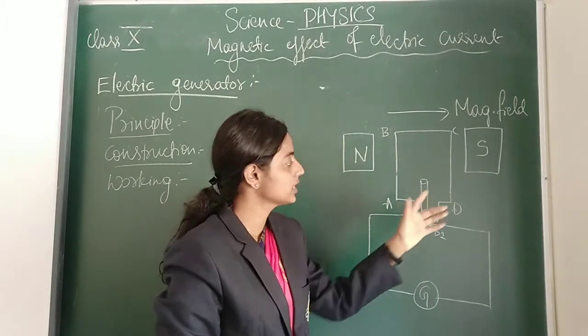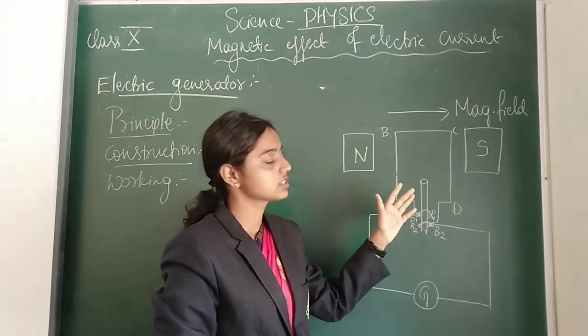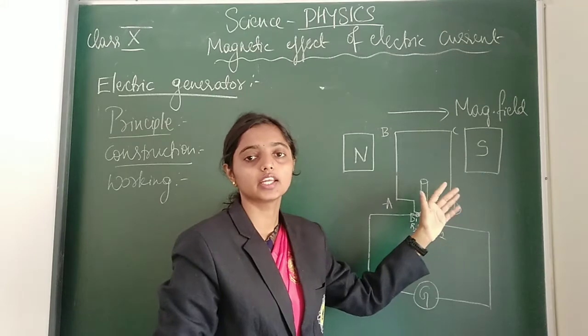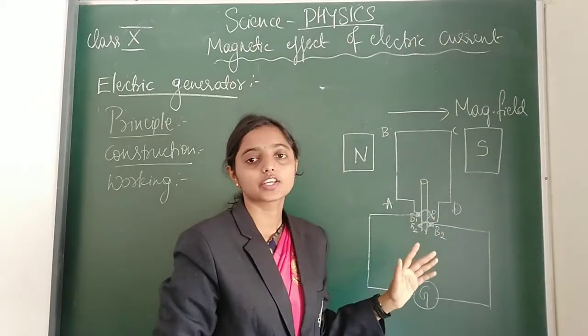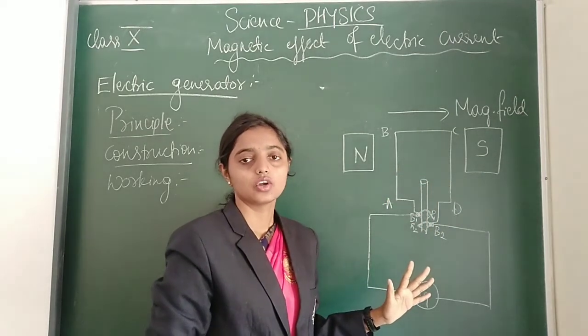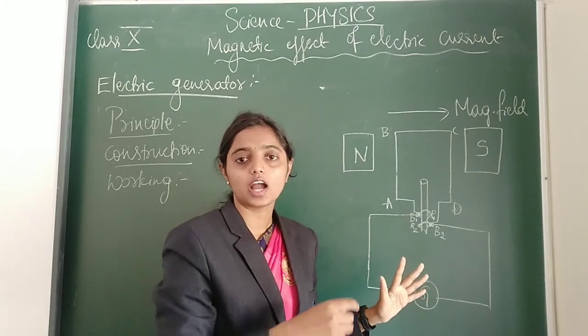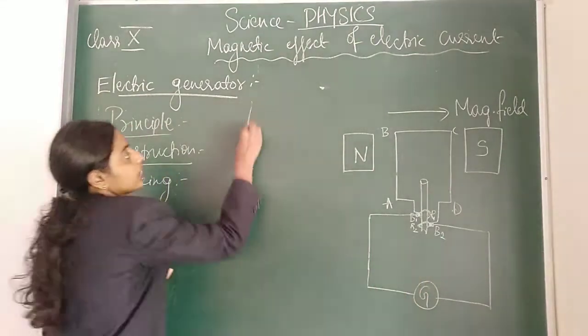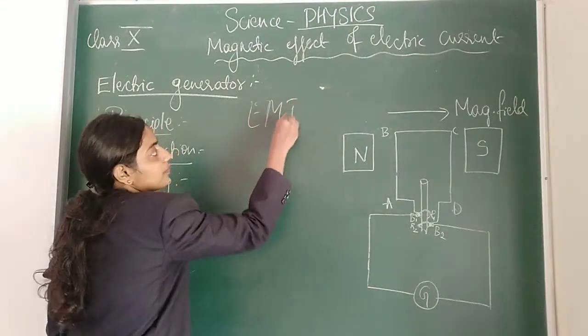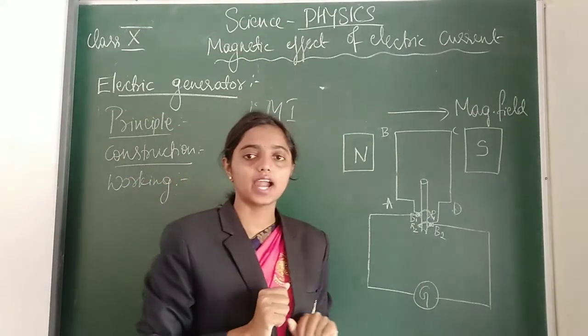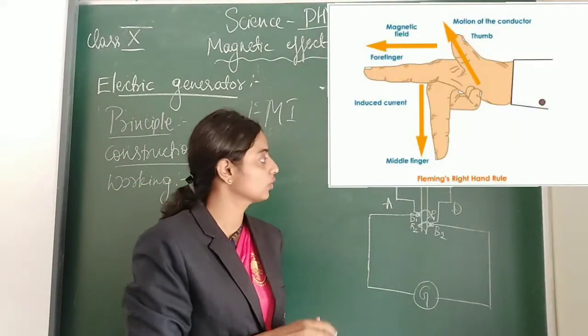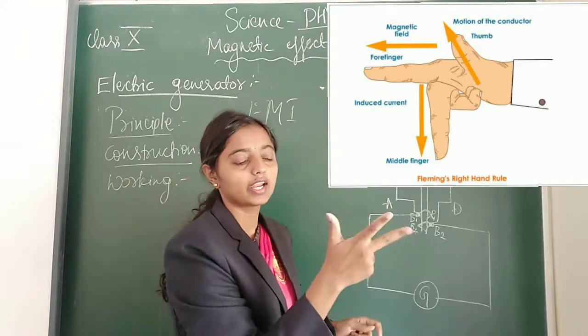Right? So when this happens, it results in the induced current, and here we need to know what is the direction of induced current. So as I told, induced current after EMI. So after EMI, what did we learn? Fleming's right hand rule, right? Fleming's right hand rule. So here, take your right hand.